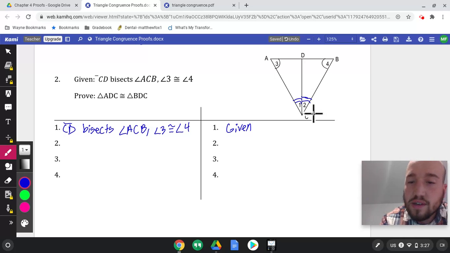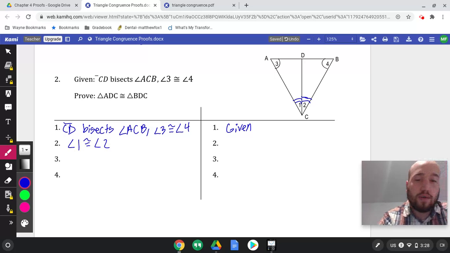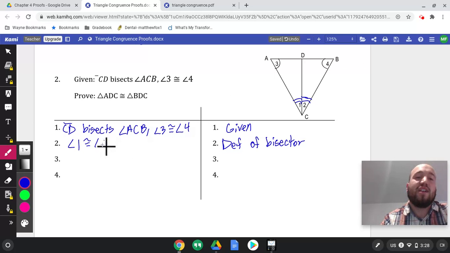Now I put 2 marks because I don't know how they compare to these ones, but I know they are the same as each other. So angle 1 would be congruent to angle 2, and my reason, definition of a bisector. Now, this next step, 2 and 3, you could have had in either order. Some of you might have done it the opposite way.